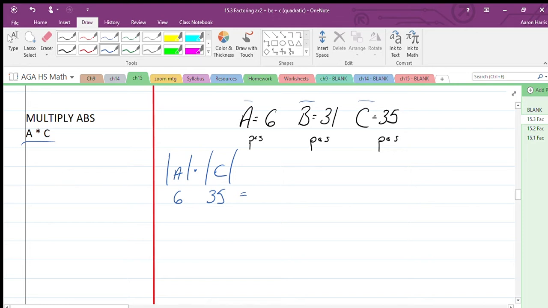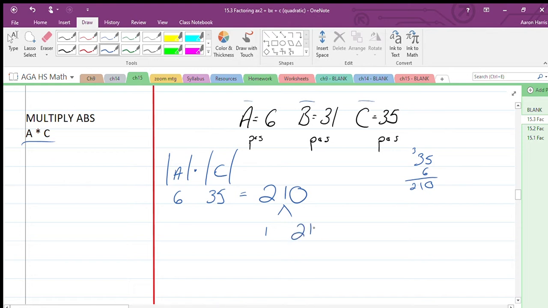With that being said, I take those and I multiply them together. Now, if you don't know it, just put it over there. 35 times 6: 6 times 5 is 30. Carry the 3. 6 times 3 is 18, plus the 3 is 21. So I get 210 is the new number I want to factor. So where do we start? That's correct. Start with 1. Always, always, always start with 1.